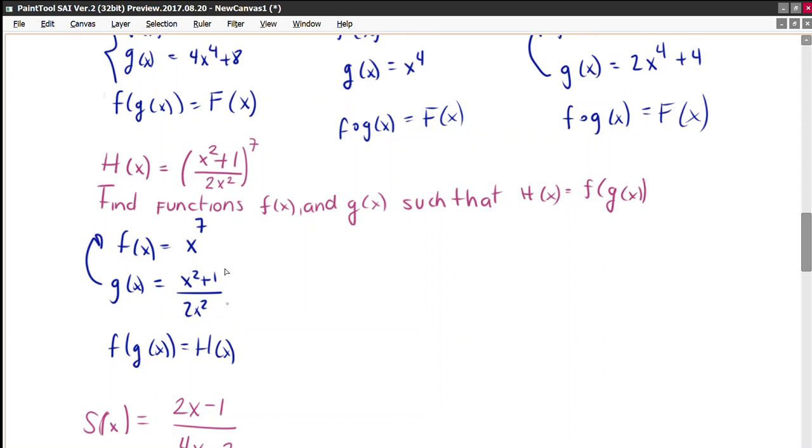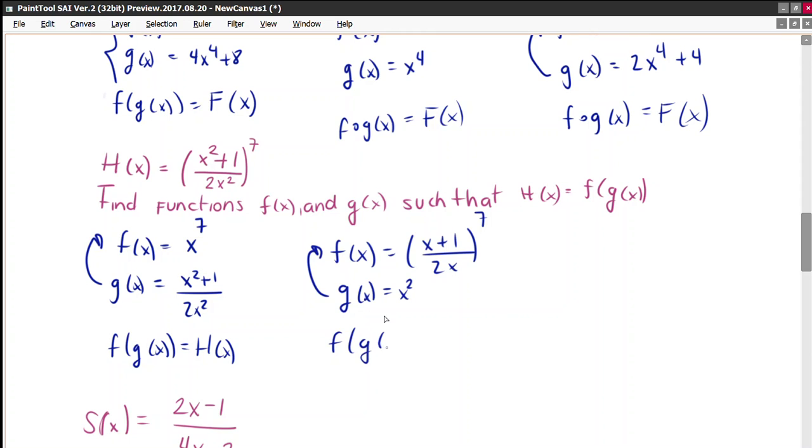Again, this decomposition is not unique. For example, f of x could be x plus 1 over 2x raised to the power of 7. So what I'm missing from my original function is the x squared. So if I plug this function into f, I will find the original function h.